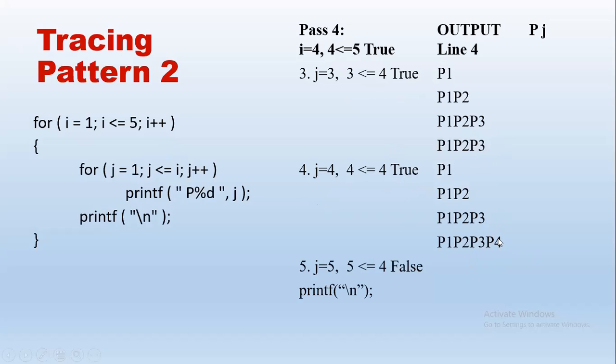Next step, j becomes 5. 5 less than equal to i, which is 4. Is it? No. So 5 is neither less nor equal. So the condition is false. Condition false, so the inner loop completes. Then we have \n so that we have the cursor in the next line. Then i becomes incremented to 5, right? 4 plus 1. i is incremented to 5.